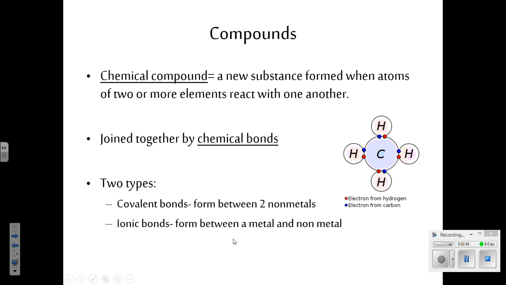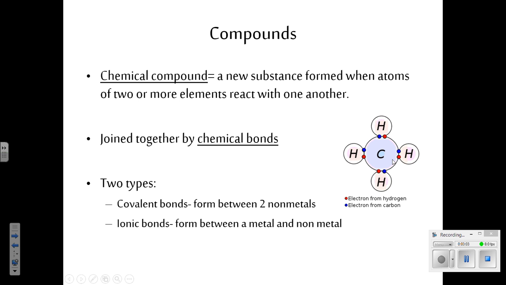And then an ionic bond is between a metal and a nonmetal. So all the metals are on the left side of the periodic table. All the nonmetals are on the right side. So you'd have to take one from the left, pair it with one from the right. That would be an ionic bond, which is a little bit weaker than the much stronger covalent bond.